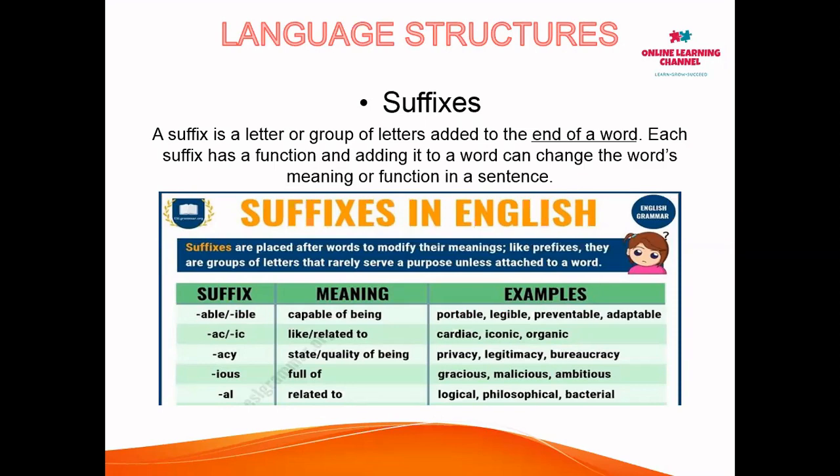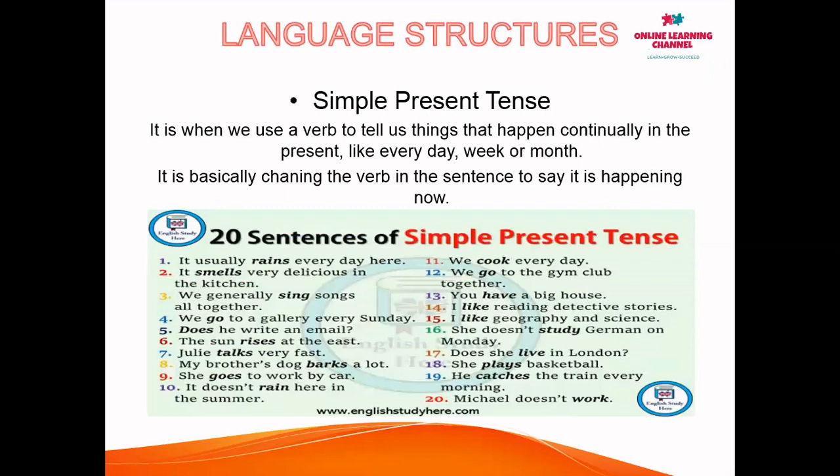Next, simple present tense. Right, simple means no ing, no ly. It's just simple. It is when we use a verb to tell us things that happen continually in the present, like every day, every month, every second, whatever it is. It's basically changing the verb in the sentence to say that that verb, that action, is happening now. Let's look at number 1. It usually rains. The verb in the sentence is rain. So they're making rain into happening now. So rains. It usually rains every day here.